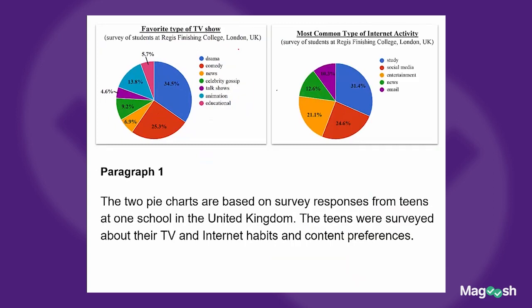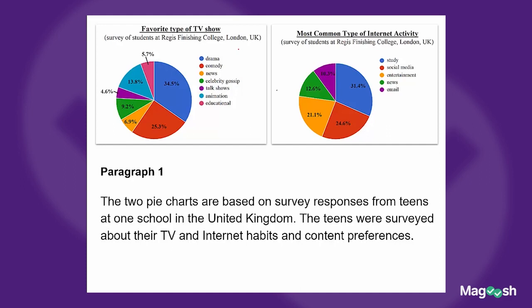In a first paragraph about these two pie charts, we would simply want to describe them very generally, as we talked about at the beginning of this lesson, just noting the main features that exist on these two pie charts. So we could start this way. The two pie charts are based on survey responses from teens at one school in the United Kingdom. The teens were surveyed about their TV and internet habits and content preferences.